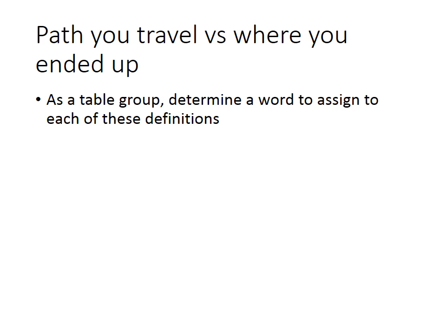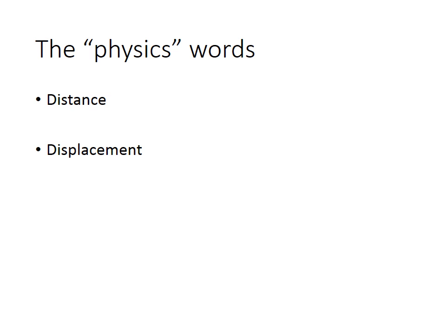So you worked with your table group to determine a word to assign to each of these definitions. One, the path you travel, and then the other one, where you ended up. So we had two definitions and we were looking for vocab words. We weren't necessarily looking for physics words or math words. We just wanted descriptions. So then we shared them out, and sometimes they were a little more scientific and sometimes they were very descriptive. And then I shared with you the physics words, distance and displacement.